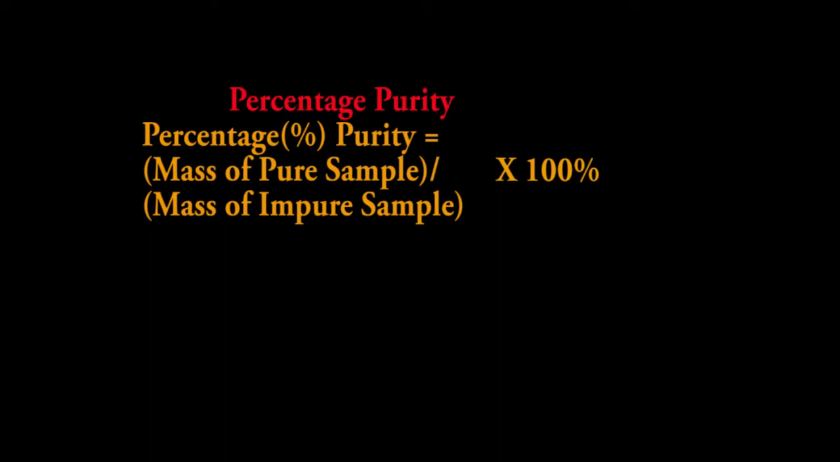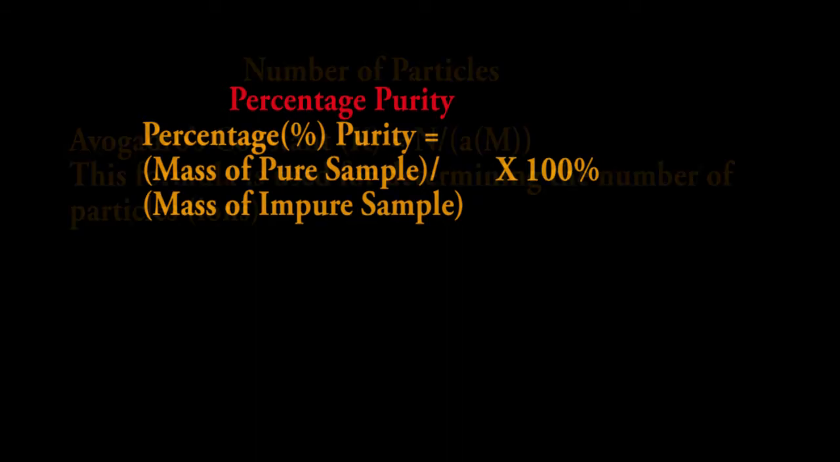An acid-base titration can be used to work out the following. 1. The percentage purity of an acid or a base. The formula for percentage purity is as follows. Percentage purity is equal to mass of pure substance over mass of impure substance times 100%.